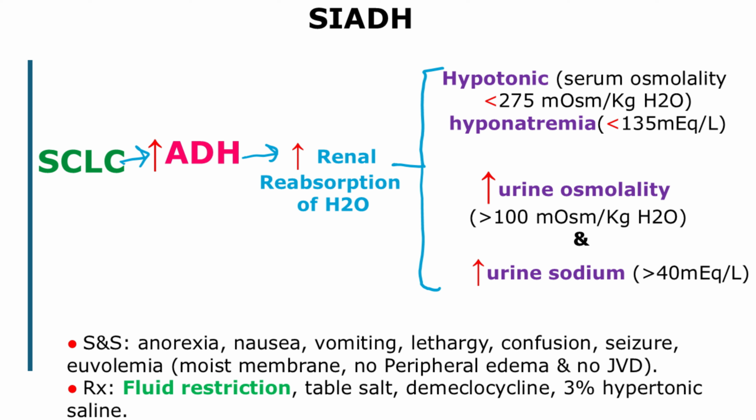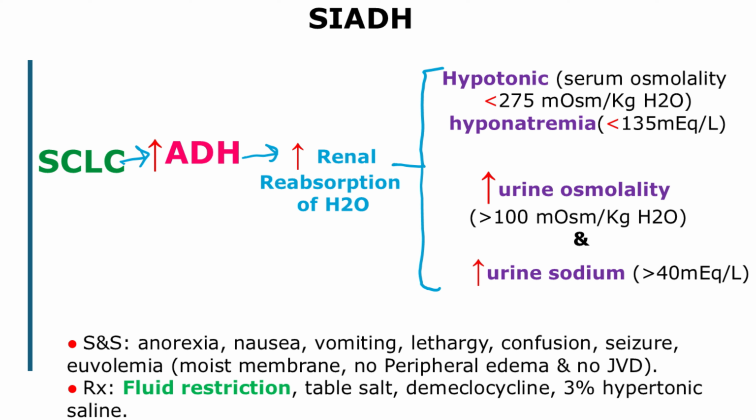The kidney should have diluted the urine to remove excess free water from the body. But the kidney is doing this due to the inappropriately high levels of ADH released by the tumor. So what do you see in the lab in SIADH? You will find hypotonic hyponatremia with increased urine osmolarity and urine sodium.